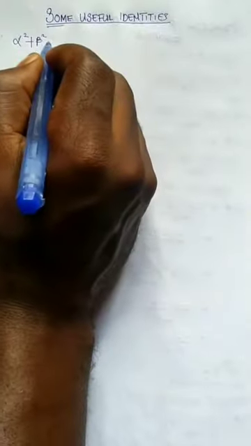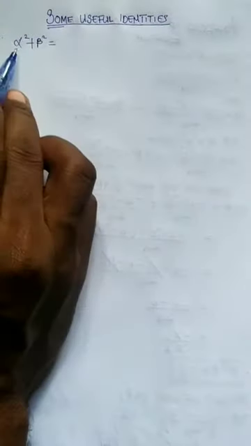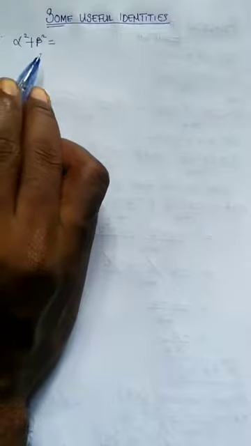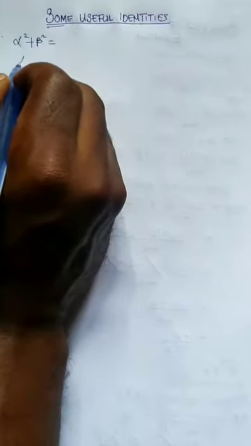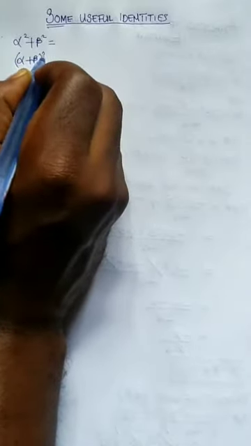We'll be looking at some useful identities that we'll use in solving these questions. One of the identities that we'll be seeing more will be alpha square plus beta square. Now, how can we get the answer to this? We know alpha square plus beta square can be seen in alpha plus beta all squared, right?